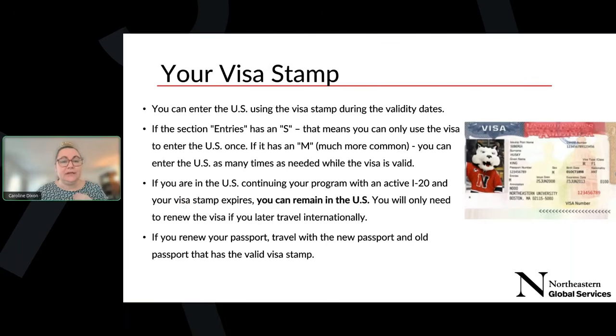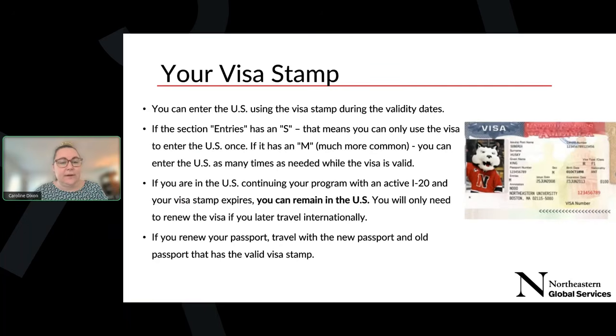You can enter the US using the visa stamp during the validity dates, so between the start date and the expiration date. If the section entries has an S, then that means you can only use the visa to enter the US one single time, S for single entry. If it has an M, much more common, you can enter the US as many times as needed while the visa is valid, M for multiple. So you're going to get a visa that says either S or M, single entry or multiple entries.